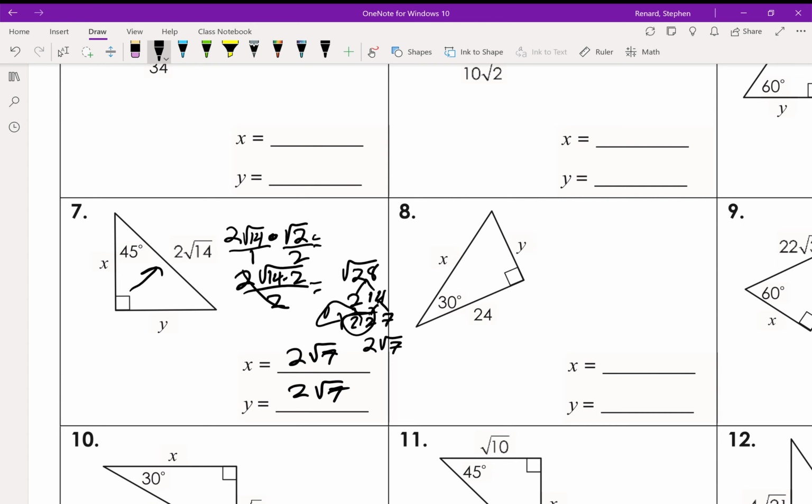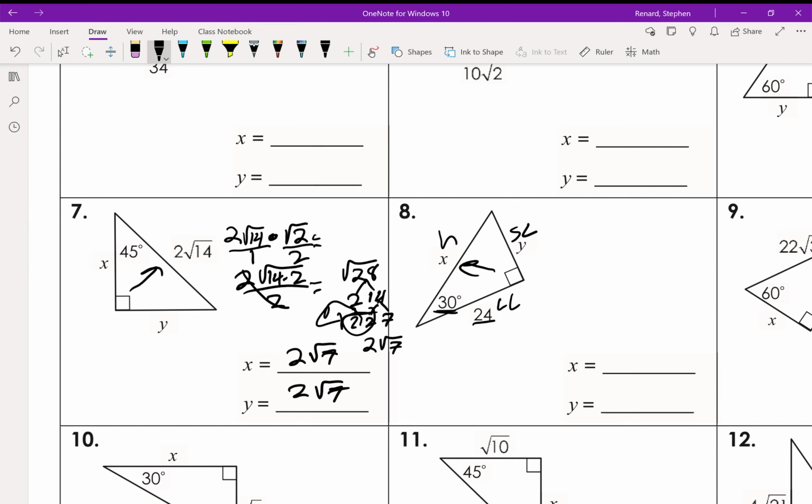So number 8 is a 30, 60, 90. We know that because we got that 30-degree angle right there. And that makes this the short leg. Across from the 90 is always the hypotenuse. And this is the long leg right there. So we're given the long leg.